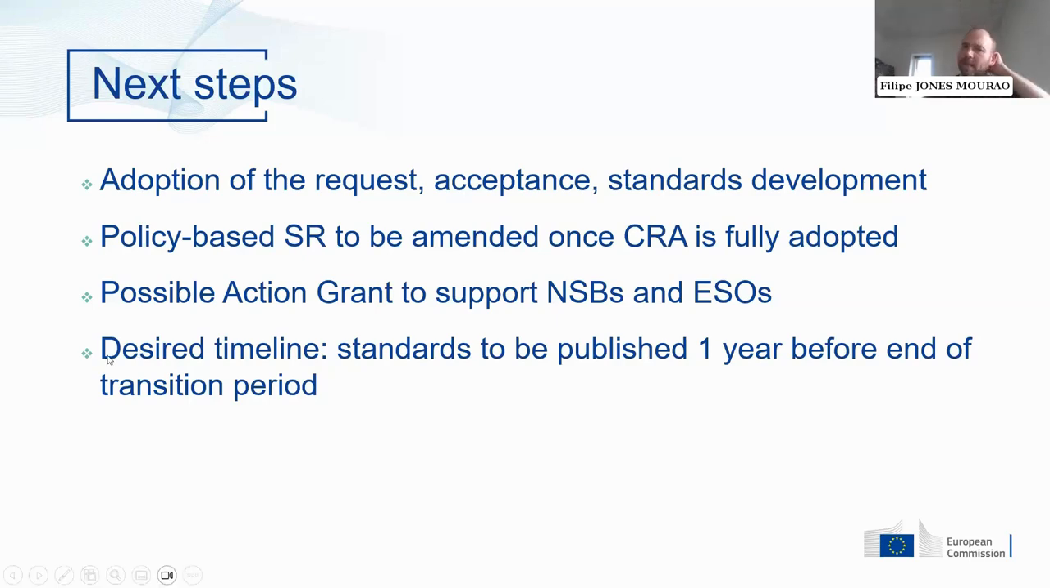And as I've already tried to explain, the desired timeline is that the standards should be published 1 year before the end of the transition period, so that manufacturers would have 1 year to basically adopt those standards into their processes. And so if we start thinking backwards in that logic of having the entry into application 3 years after the entry into force, we want the standards ready 1 year before that. The process of CEN, CENELEC or ETSI for adoption of a standard is roughly 1 year, which means we're basically left with 1 year from now to actually draft and develop these standards if they're not already out there.